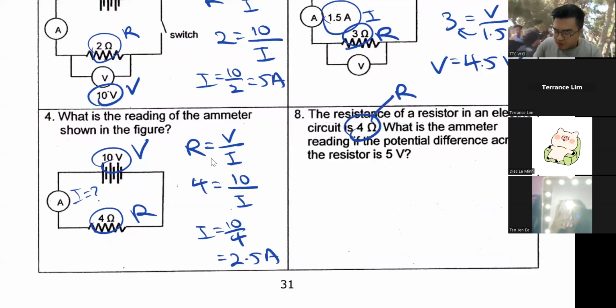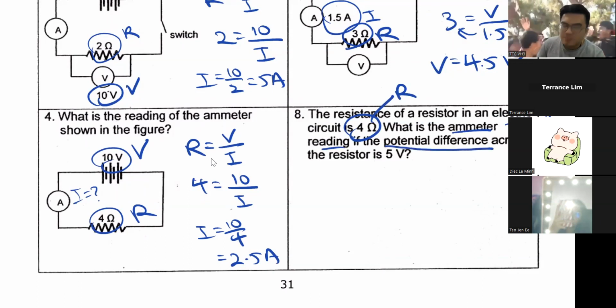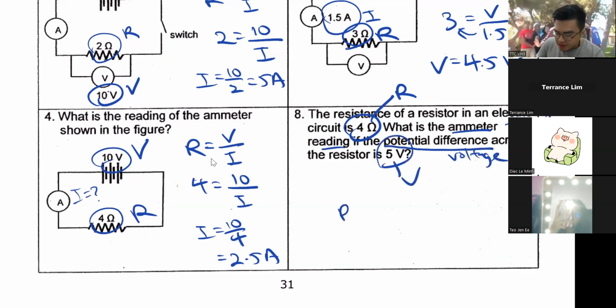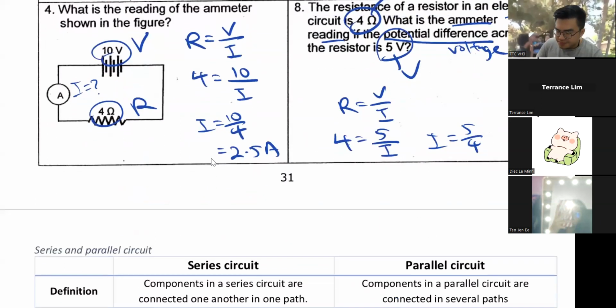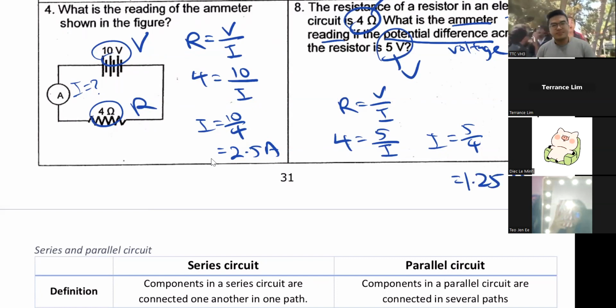So number 8, the resistance of a resistor in an electric circuit is 4. That's the R. What is the ammeter reading? This is what they want. If the potential difference, which is just a very fancy way to say voltage, is 5V. So R equals to V over I. 4 equals to 5 over I, I equals to 5 over 4. So it's 1.25 A.